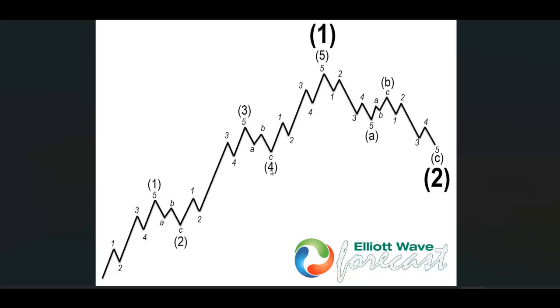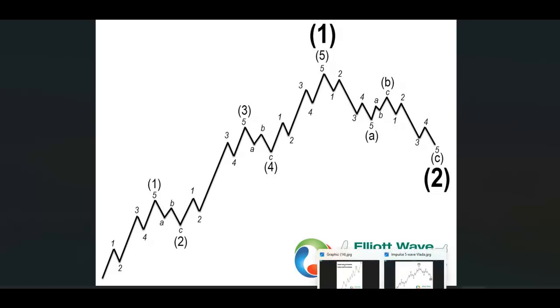Then it makes the wave 4 with parentheses, and then another leg. The main idea is there is a degree with no parentheses, and there is a degree with parentheses: 1, 2, 3, 4, 5 with parentheses, and 1, 2, 3, 4, 5 without parentheses. So within each degree there are 5 waves, and within this degree, if I zoom in, there are also 5 waves. And that's the way the theory works.